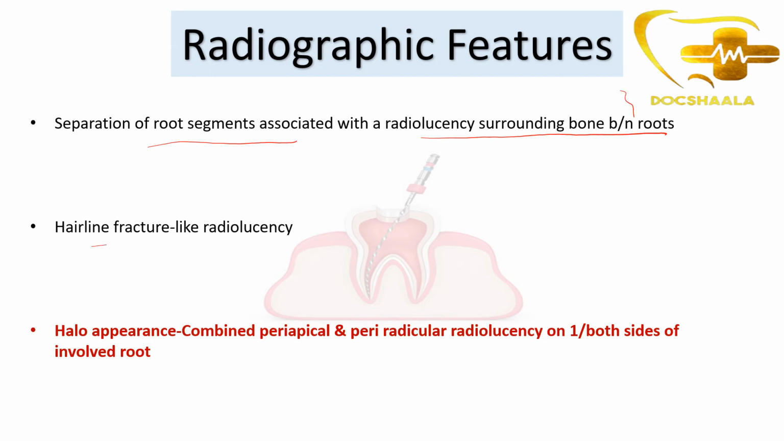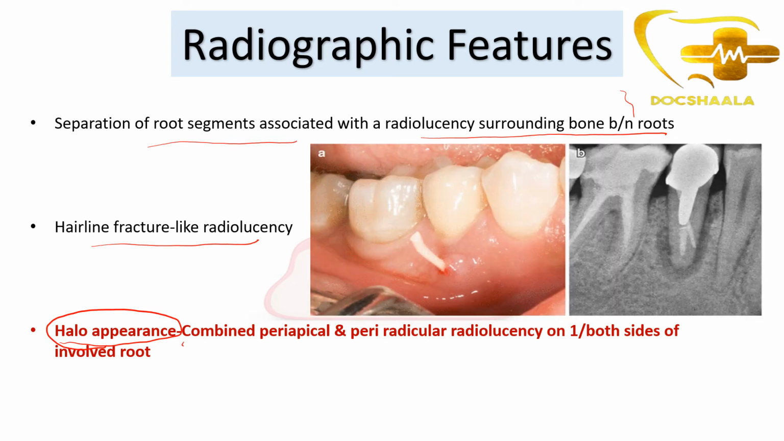The other thing is a hairline fracture like radiolucency, which we can appreciate very closely. Then the third important feature is a halo appearance. This halo appearance is seen around the root of the tooth. So this is the image where you can appreciate this halo appearance.